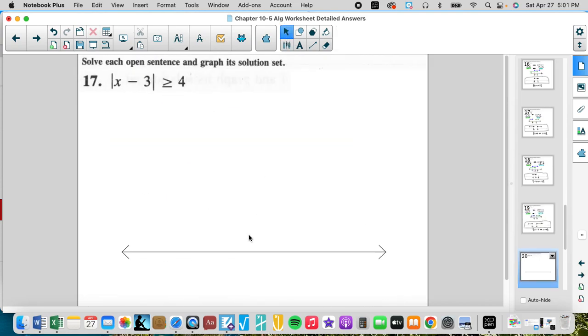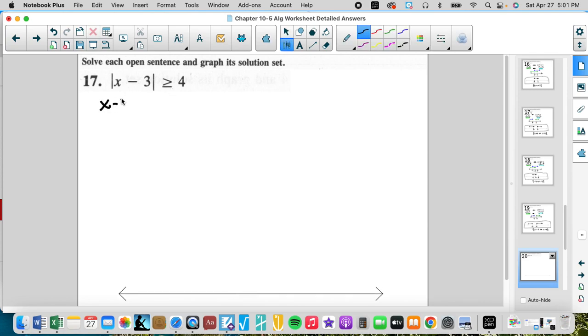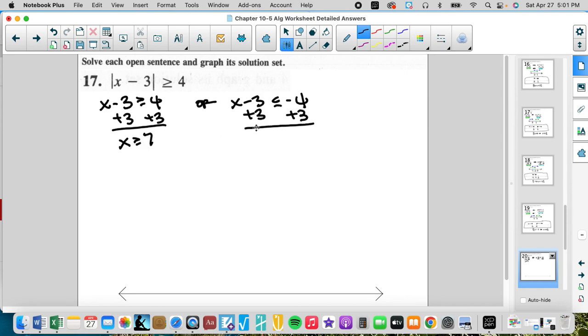All right, hopefully this is getting easier and easier. X minus 3 is greater than or equal to 4, or X minus 3 is less than or equal to negative 4. Add 3. X is greater than or equal to 7. Add 3. X is less than or equal to negative 1. Negative 1, 0, 7.